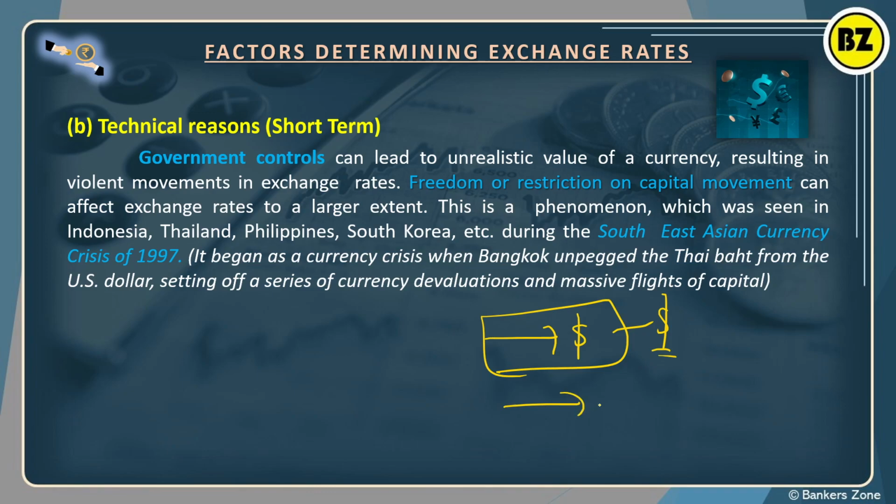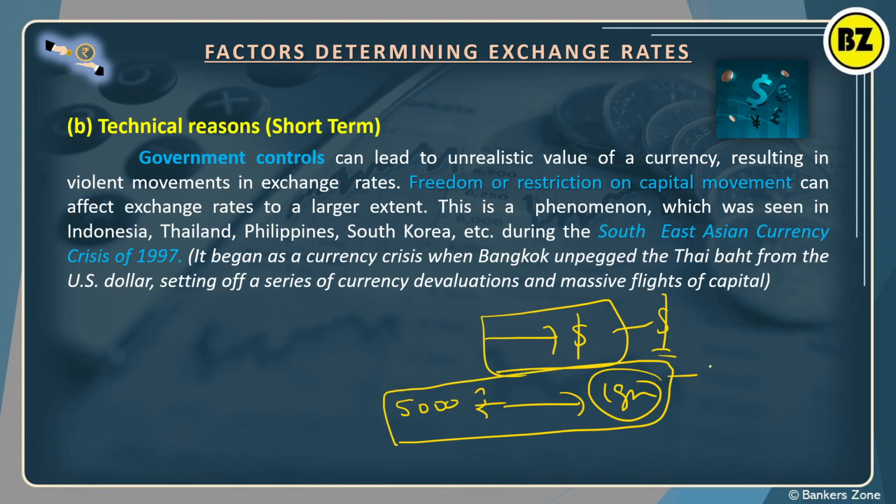Suppose India started expressing the rupee with gold. For example, I will say 5,000 rupees is nothing but 1 gram of gold. If India started dealing like that in the global market, that will be very complicated, right? So we may have some setback in the global market.